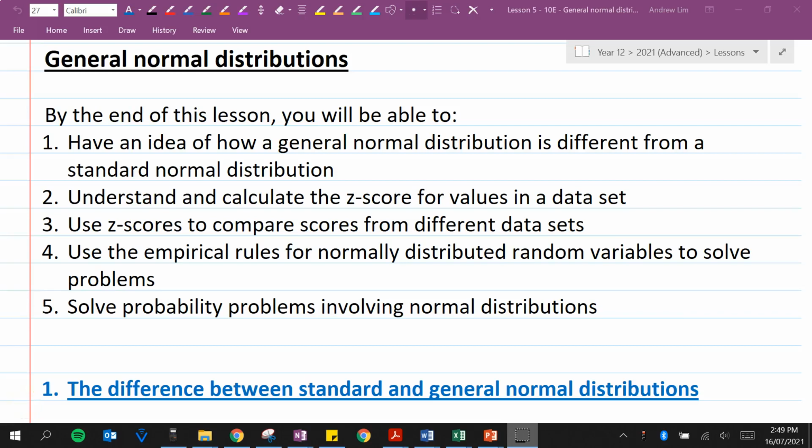Okay, so in this video, we're going to be looking at general normal distributions. By the end of this lesson, you'll be able to have an idea of how a general normal distribution is different from a standard normal distribution, understand and calculate the z-score for values in a data set, use z-scores to compare scores from different data sets, use the empirical rules for normally distributed random variables to solve problems, and solve probability problems involving normal distributions.